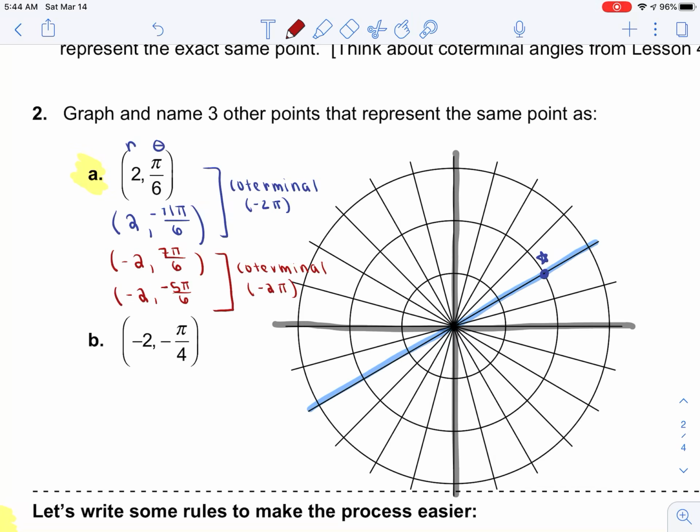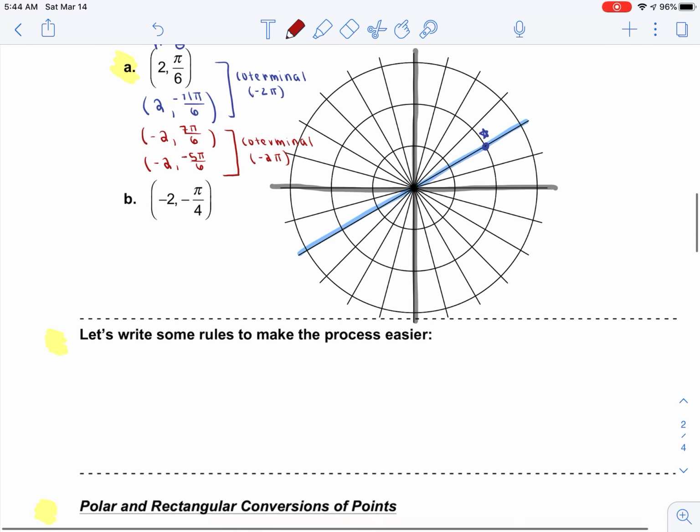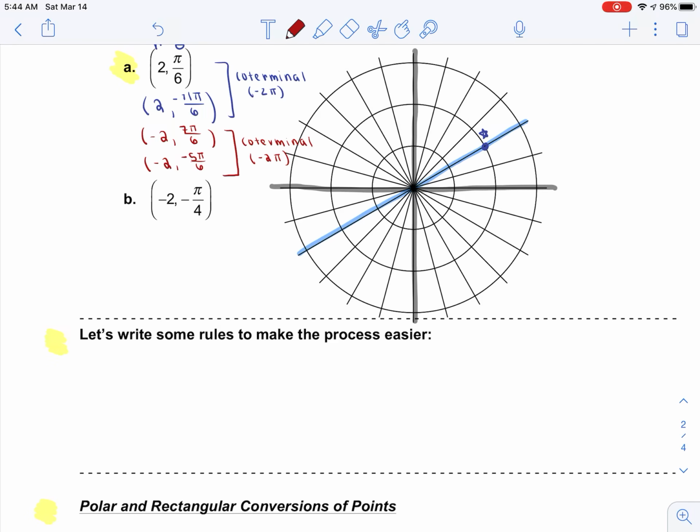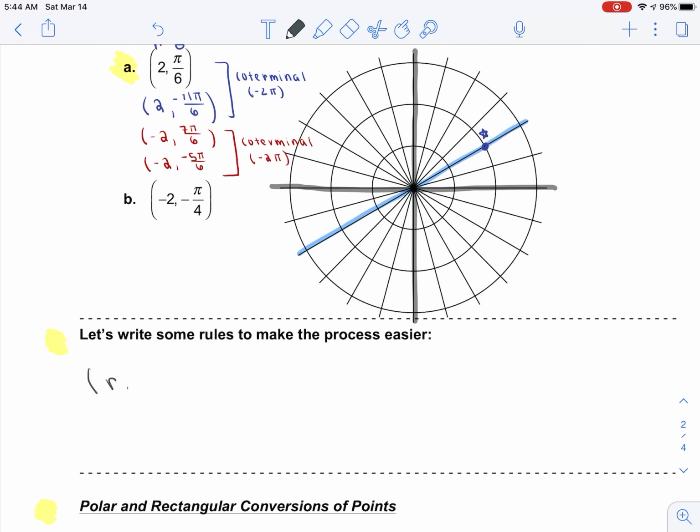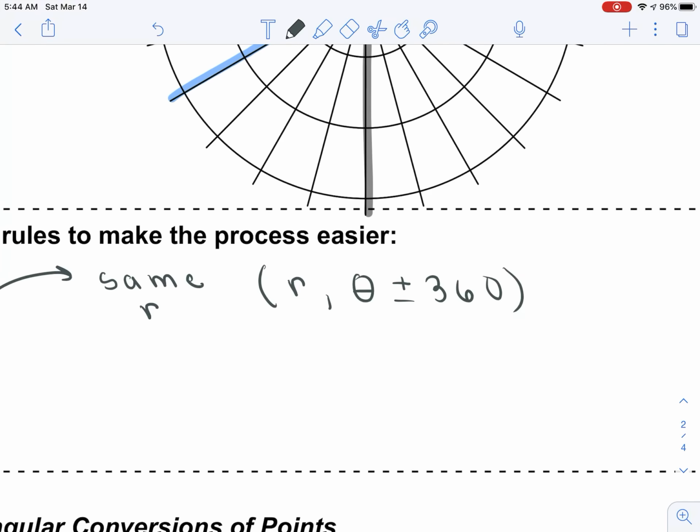Now, you'll do part B for your homework, but to write some rules to make this process easier, basically, if you ever have an (r, θ) and you want to keep r the same, you're going to take the theta that's given, and you can add or subtract 360 infinitely many times to get many different representations of that point. Now, keep in mind, if you are in radian mode, that's the same thing as 2π.